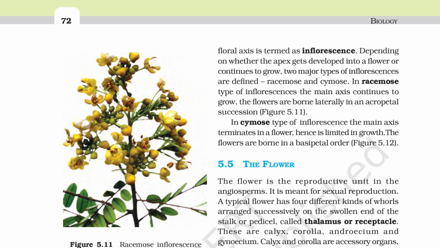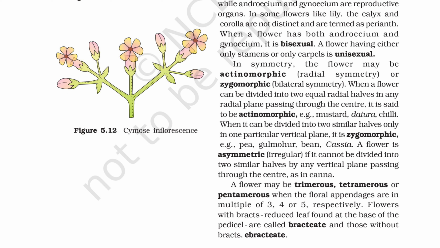The flower is the reproductive unit in the angiosperms. It is meant for sexual reproduction. A typical flower has 4 different kinds of whorls arranged successively on the swollen end of the stalk or pedicel, called thalamus or receptacle. These are calyx, corolla, androecium and gynoecium. Calyx and corolla are accessory organs, while androecium and gynoecium are reproductive organs.